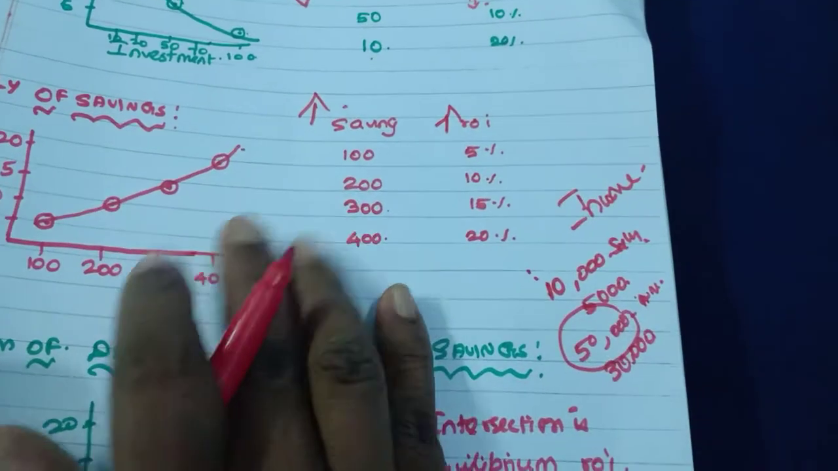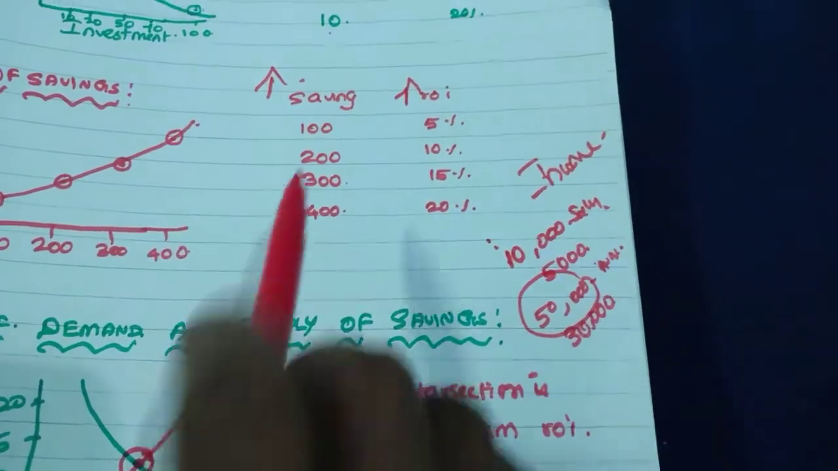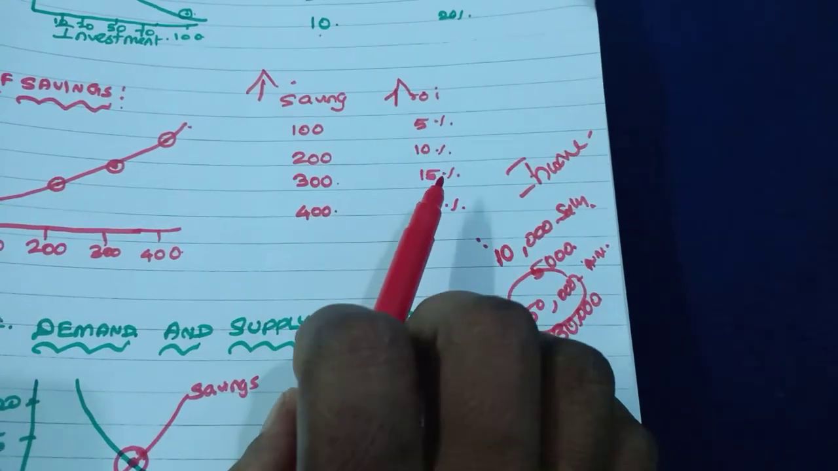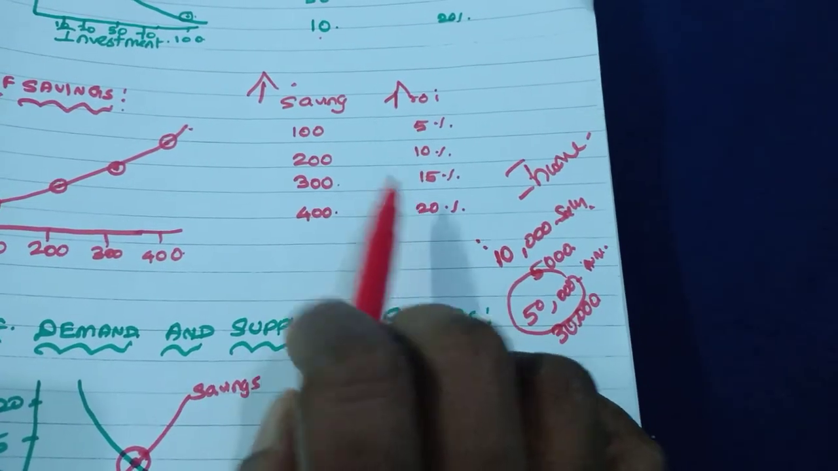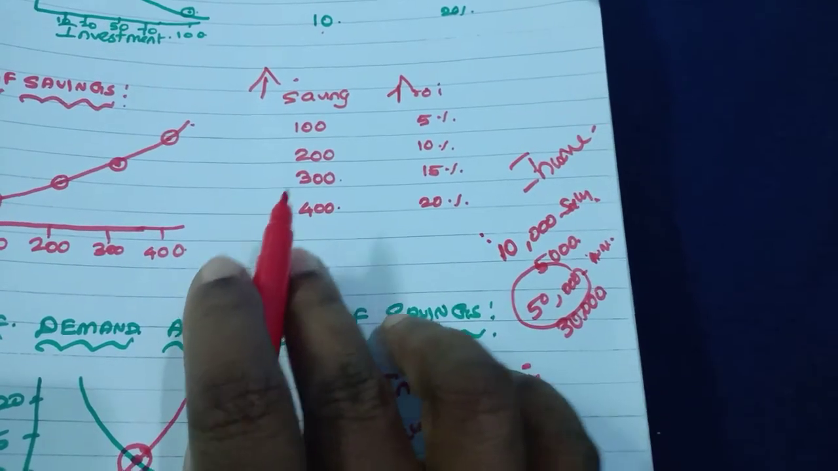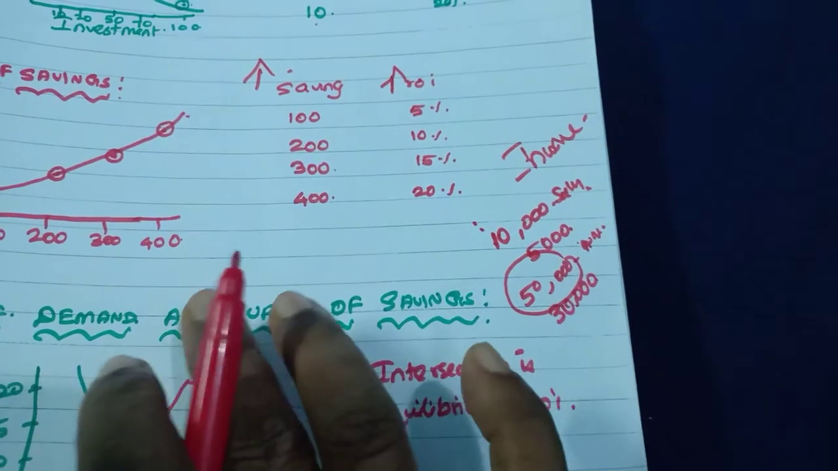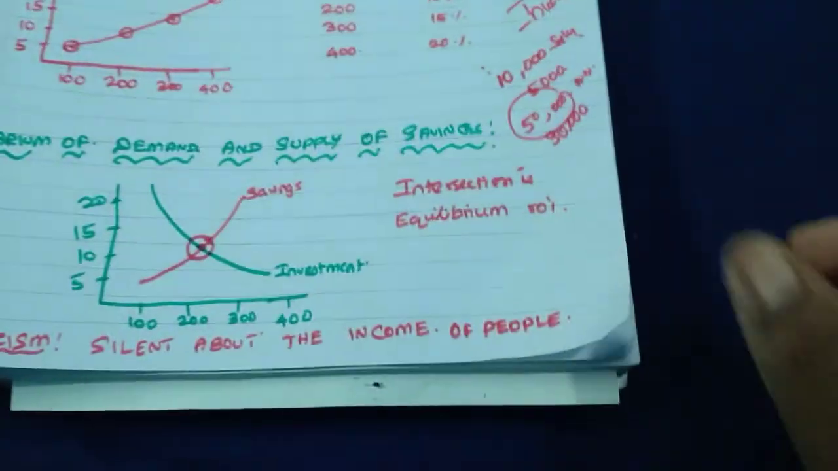But this theory is silent about the income of the person. They consider only the rate of interest. If the rate of interest increases, savings also increase. Only this concept they are saying, but they don't consider the income. This is the criticism of this theory.